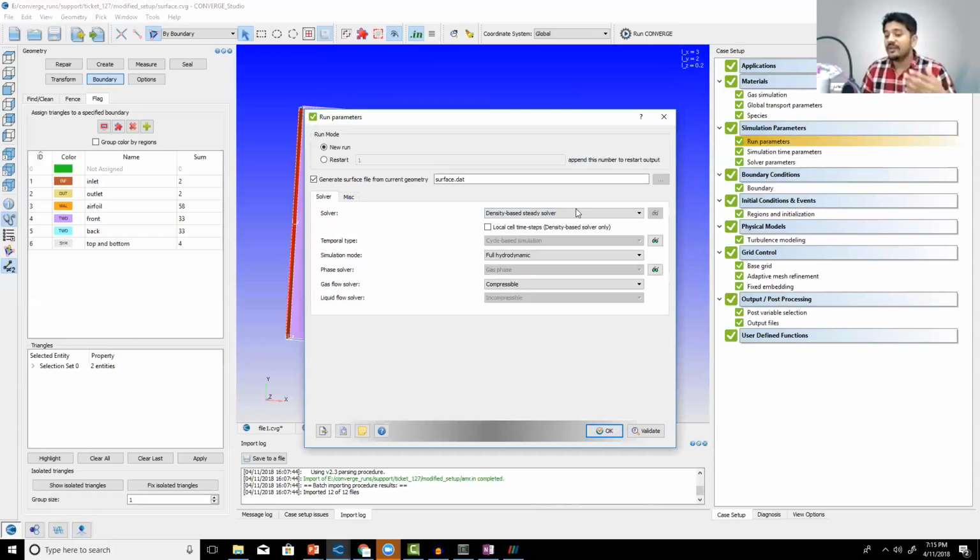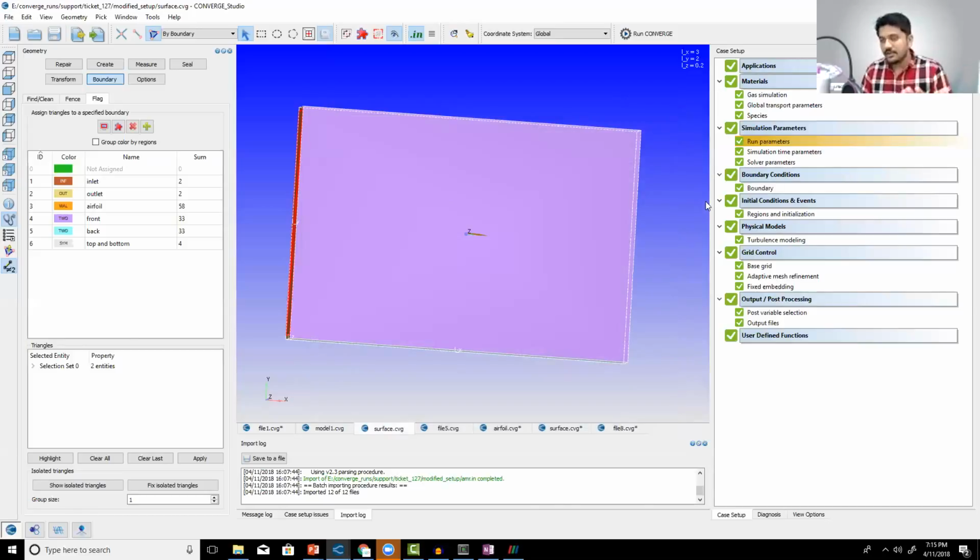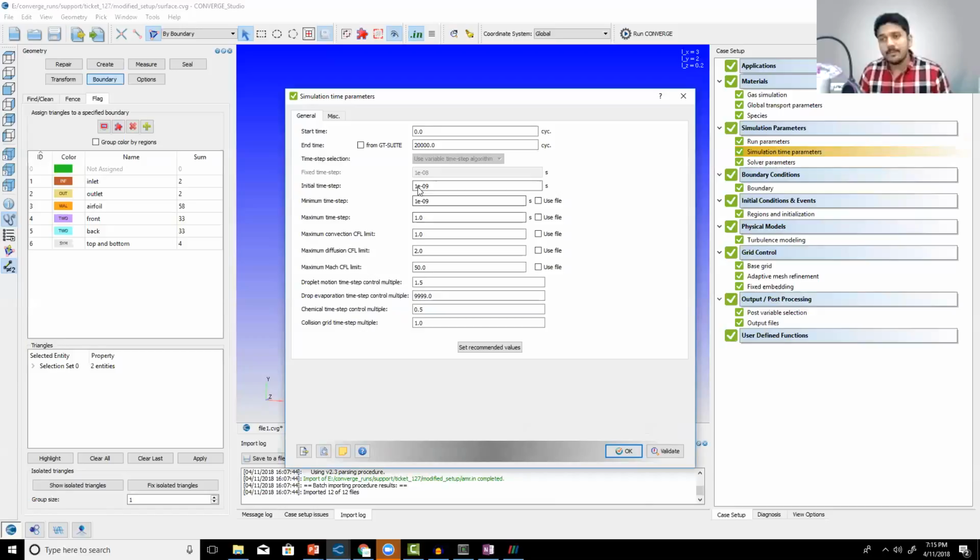In this case, I'm doing a steady state simulation. Why am I doing a steady state simulation? Well, when you're doing aerodynamic flow analysis, your end result is going to be a single value of drag coefficient, right? So that is why we do a steady state simulation, because you can get there faster. And then as far as simulation time parameters, this is where you provide how many iterations I should run for. In this case, I'm picking 20,000.